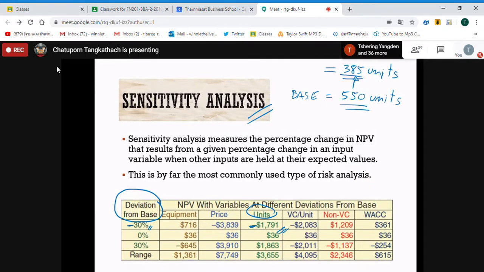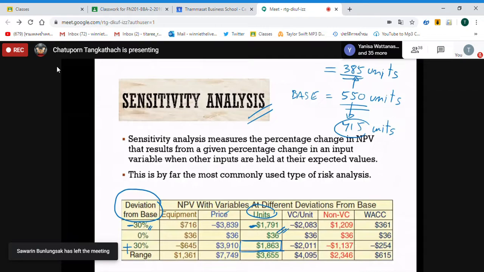And you must repeat the process for each factor one by one. And not only this, we also go the other way around, so we increase by 30%. From 550, I increase it by 30% to 715 units for the first year. I repeat the whole process and get the new NPV equal to this one, 1,863. I also change other factors, like price and variable cost.